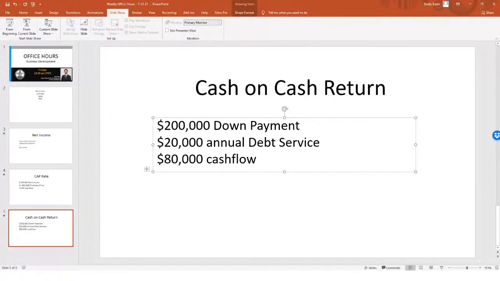Hopefully that makes sense, because we're using the same example. We're saying we have $100,000 in net income. Oh, go. Too many screens going on.